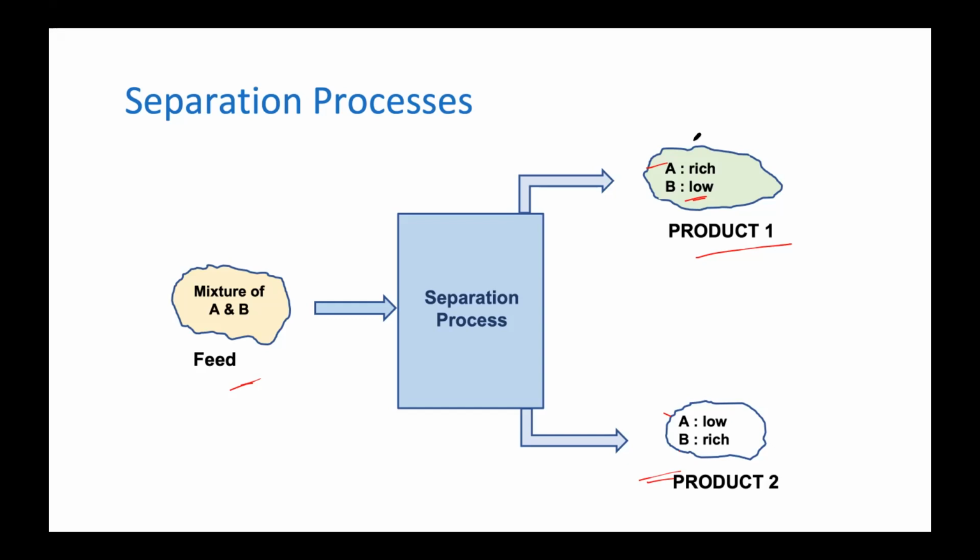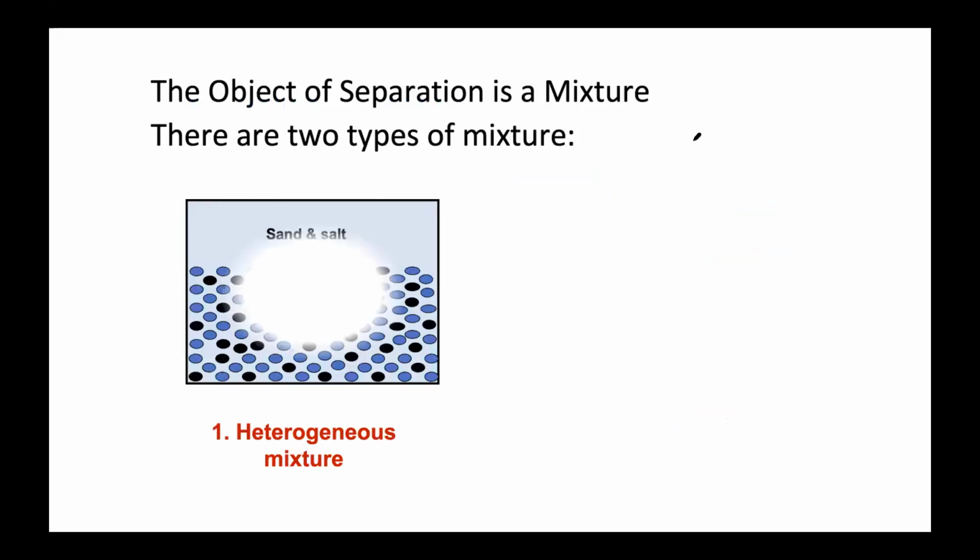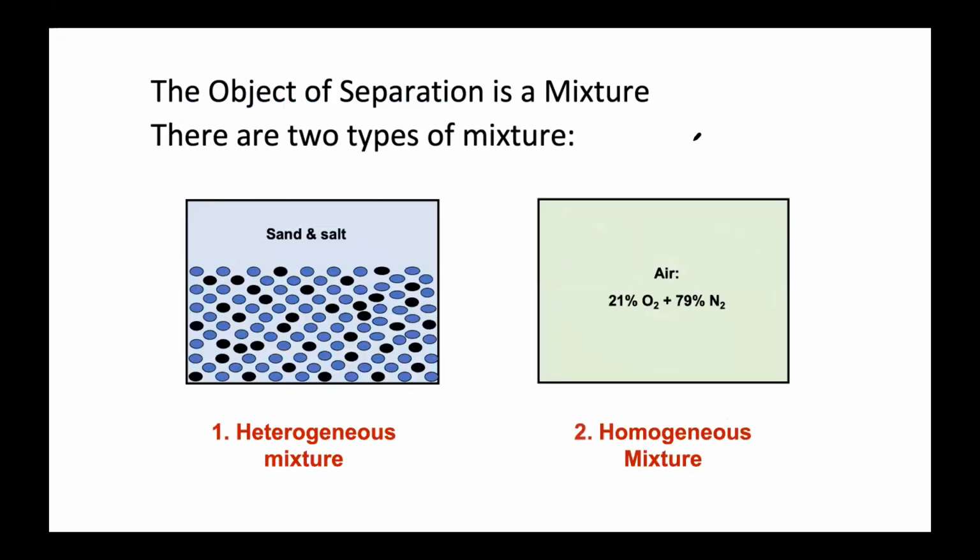Okay, so there are two types of mixture. The first one is the heterogeneous mixture, for example, sand and salt, the mixture of sand and salt. And the second one is homogeneous mixture, for example, air, how to separate O2 and nitrogen.